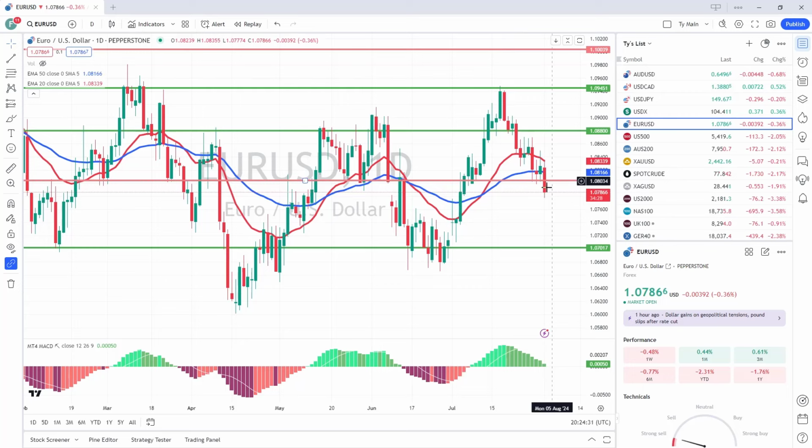But my target was the 108. So anything it does from here would be a new trade concept, and I'd be looking for the short-term momentum to really help us with that direction.